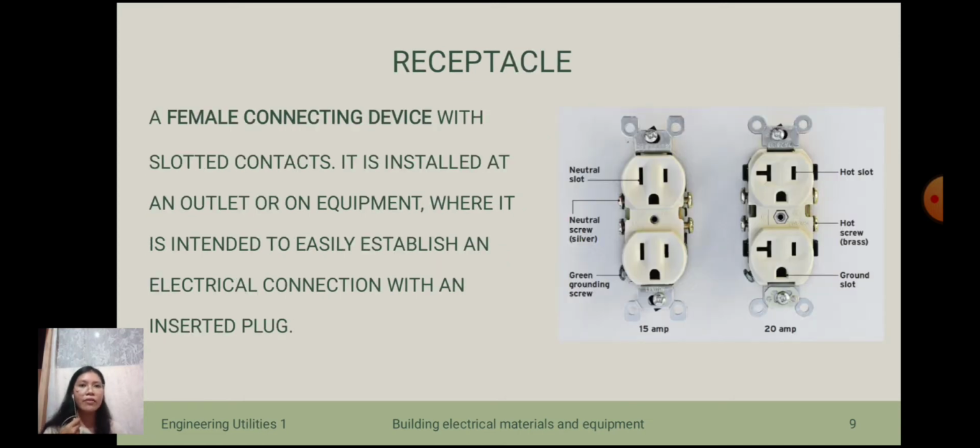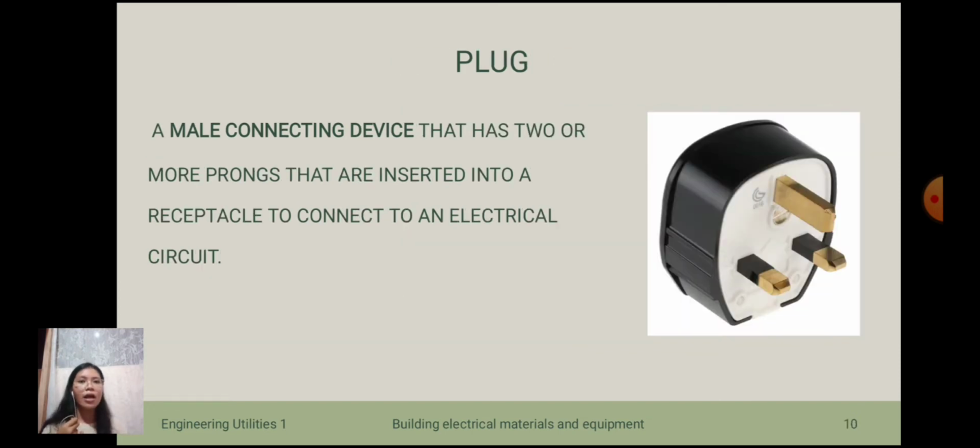And then we have the receptacle, a female connecting device with slotted contacts. It is installed at an outlet or an equipment where it is intended to easily establish an electrical connection with an inserted plug. And then we have the plug, a male connecting device that has two or more prongs that are inserted into a receptacle to connect to an electrical circuit. So ito po yung example natin ng plugs.